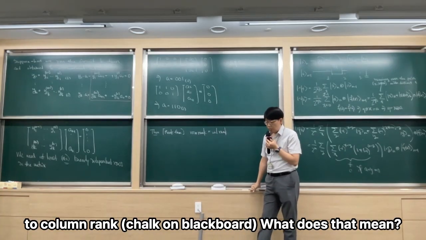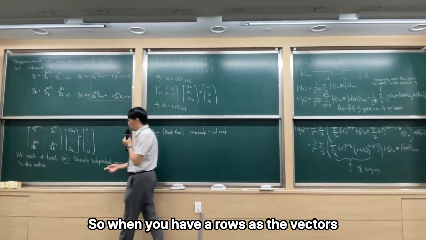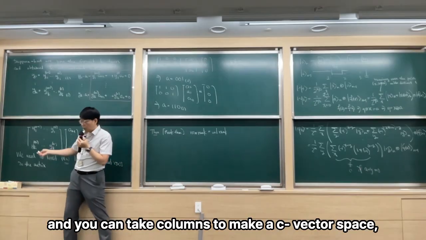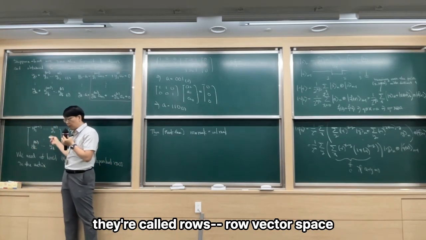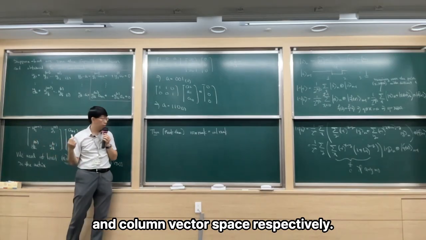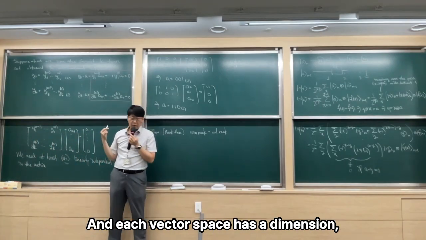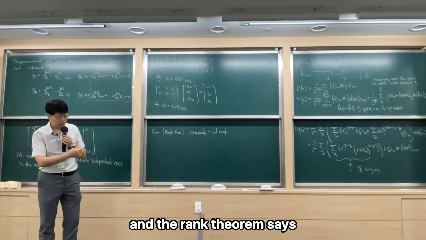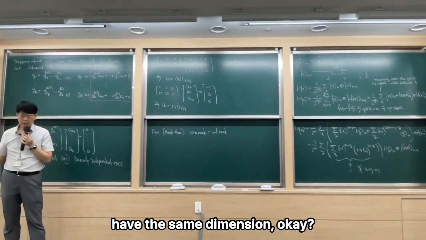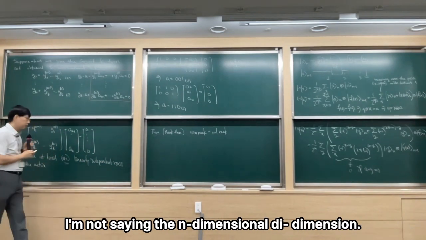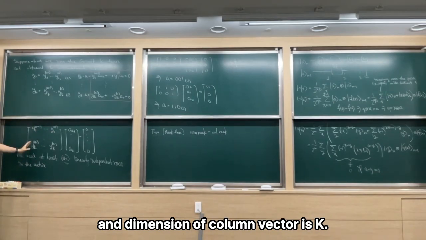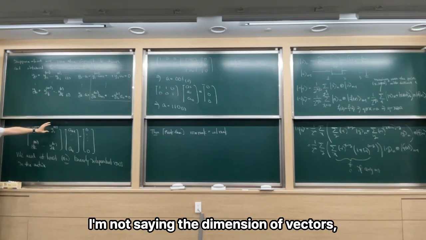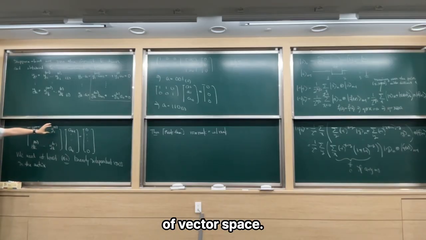What does that mean? When you take the rows as vectors to make a vector space, and you take the columns to make a vector space, they're called the row vector space and the column vector space respectively. Each vector space has a dimension, and the rank theorem says those two vector spaces have the same dimension. I'm not saying the ambient dimension, I'm talking about the dimension of the vector space.